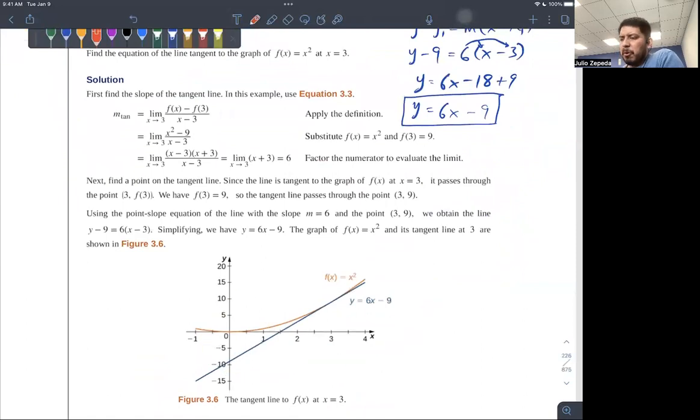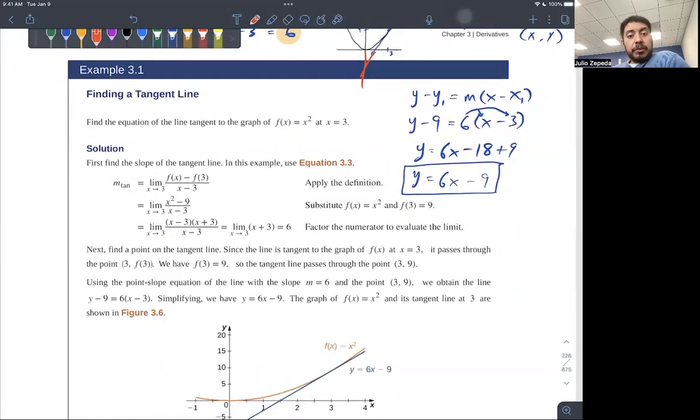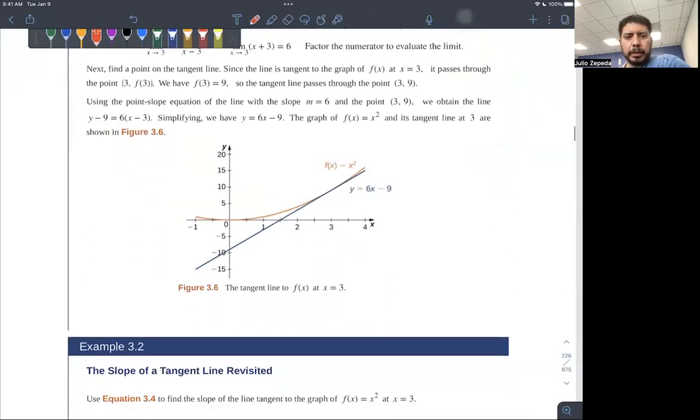Okay, I won't read this here. I am kind of short on time today. So we saw the solution. You can read through this solution here and see they do basically exactly the same thing. So we'll move on.